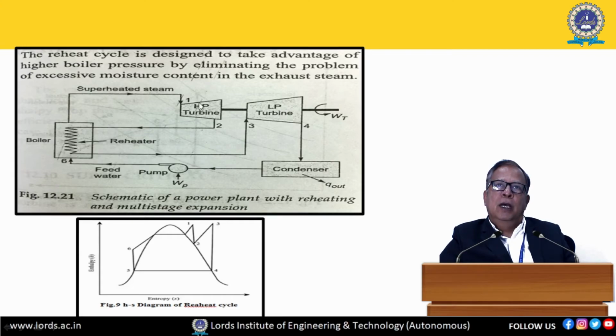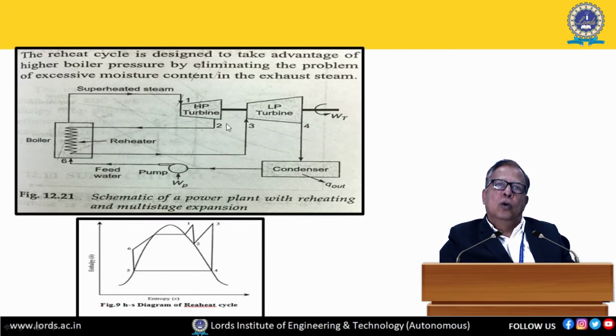So you can see here the expansion is taking place in two turbines, so the work output is increased. From 1 to 2, it is the work output we are getting from the high pressure turbine, and from 3 to 4, this is the work output we are getting from the low pressure turbine. So the output of the plant increases. Here we are supplying heat in the boiler, as well as supplying heat in the reheater. So now we can write the efficiency of the Rankine cycle here.